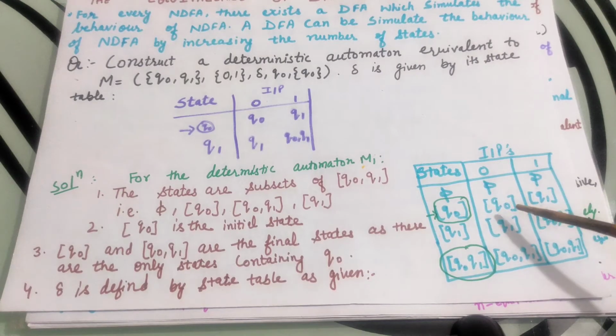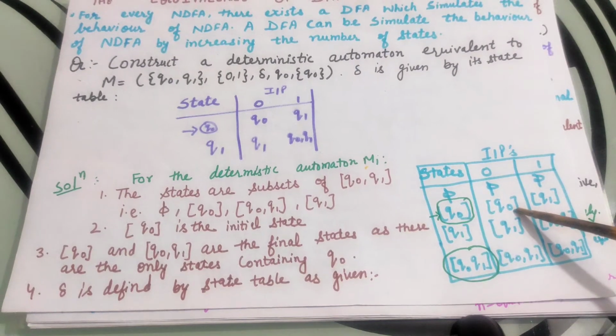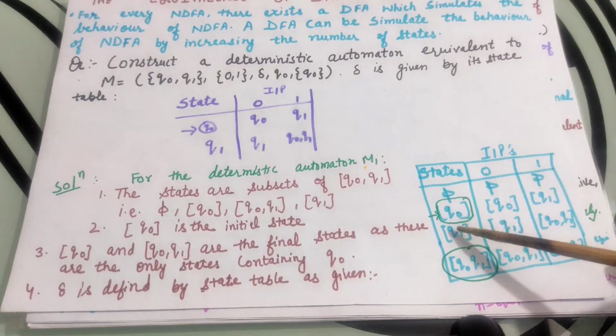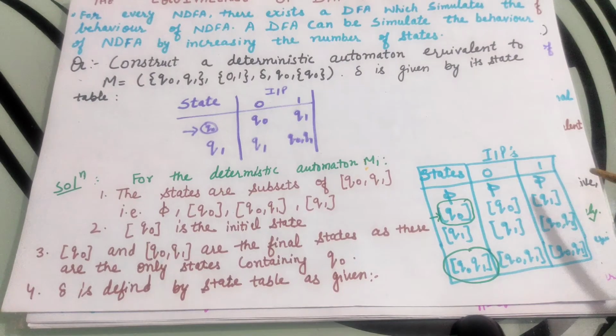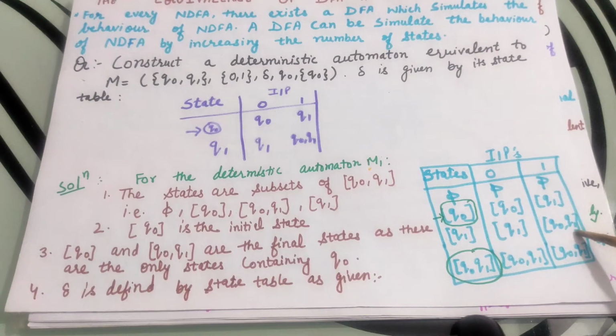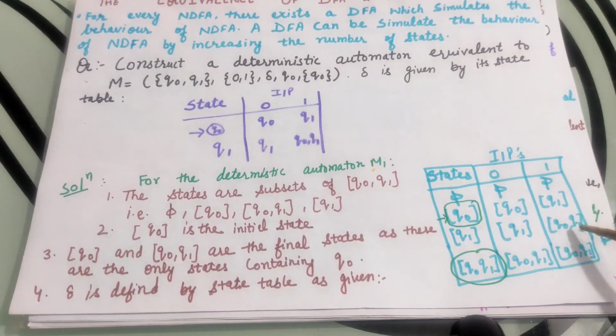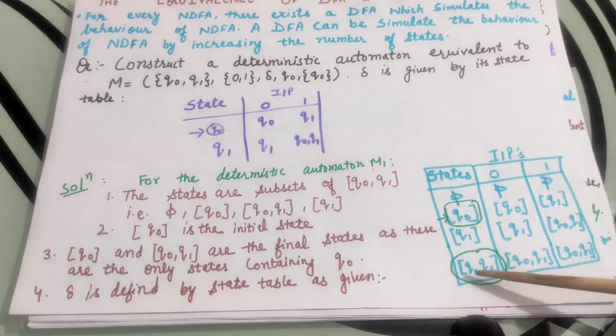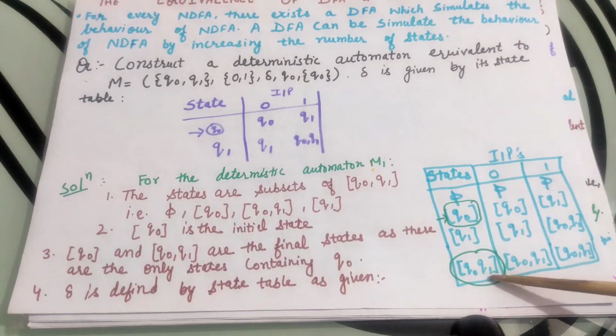Now check. Here we wrote the definition of Q0 as well as the definition of Q1, but there is still a pending definition of [Q0, Q1]. Check for Q0 and Q1. Now [Q0, Q1] behaves like a present state.